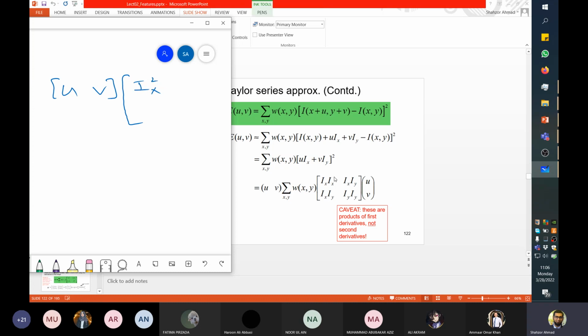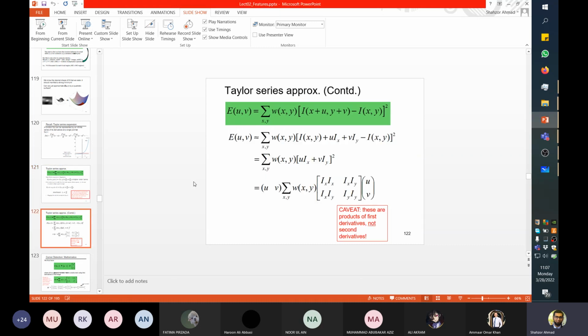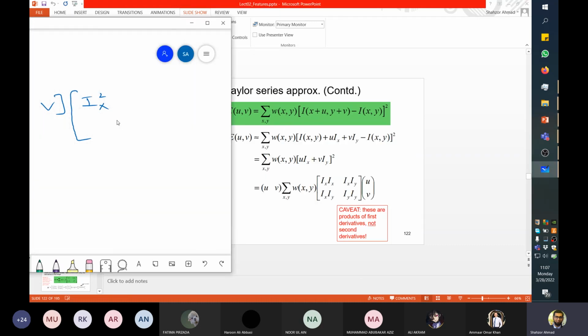Ix, by the way, is the shorthand for partial I by partial x, which we have already mentioned on the last slide, okay. And Ix square is partial I by partial x times partial I by partial x. This is not the second derivative, okay, I have written it here also. These are products of first derivatives, these are not second derivatives, so this is not the horizontal derivative of the vertical derivative, no no no, this is partial I by partial x times partial I by partial y, that is, the product of the horizontal and vertical derivatives. Similarly this is the square of the horizontal derivative and this is the square of the vertical derivative, okay.